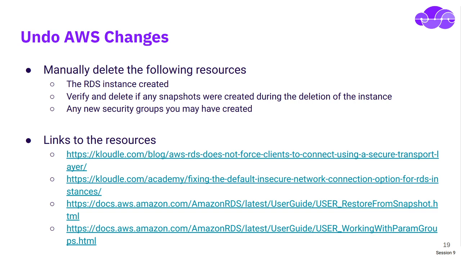Couple of resources as references. The first one being the SSL TLS AWS issue with RDS that we just discussed. Take a look at the approach that we did for the research part of how we discovered the issue. The second link is how to mitigate the issue with the TLS. And the third and fourth links are AWS documentation for restoring from RDS snapshots, and working with parameter groups.